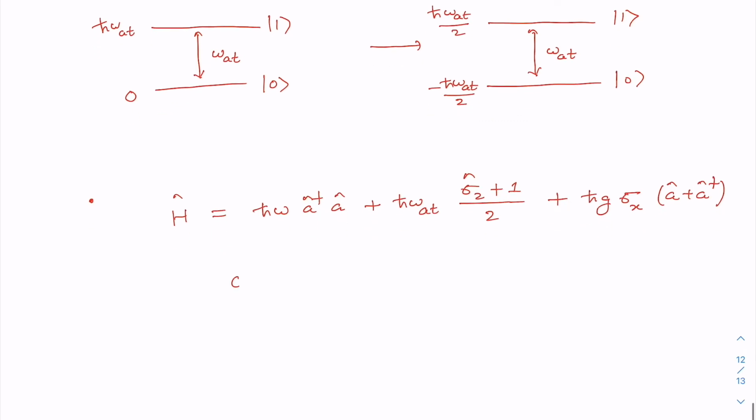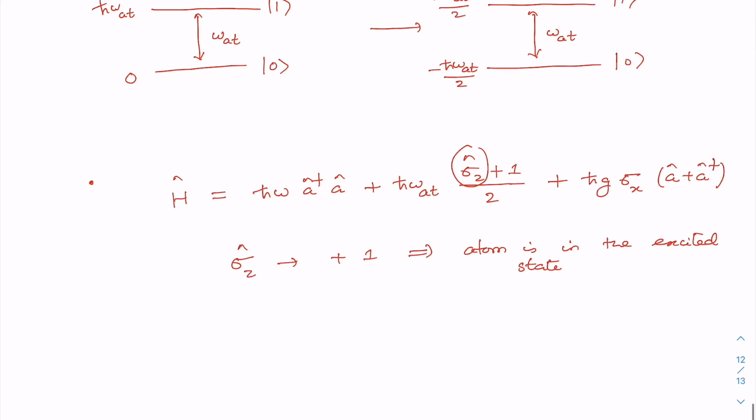Now you see that this sigma Z, when it is equal to plus 1, refers to the fact that the atom is in the excited state, and you can immediately see that if I put sigma Z equal to plus 1 here, then the energy of the excited state of the two-level atom would be simply h cross omega atom. And on the other hand, when I have sigma Z equal to minus 1, then the atom is in the ground state.